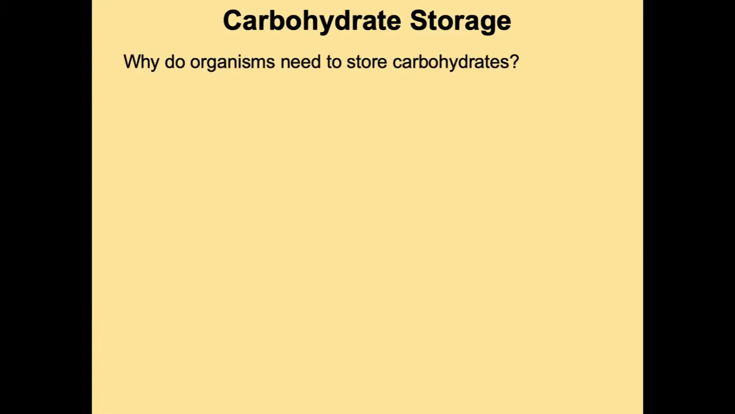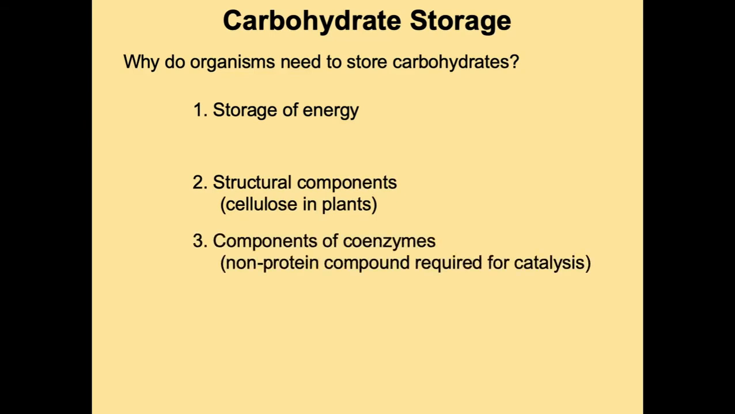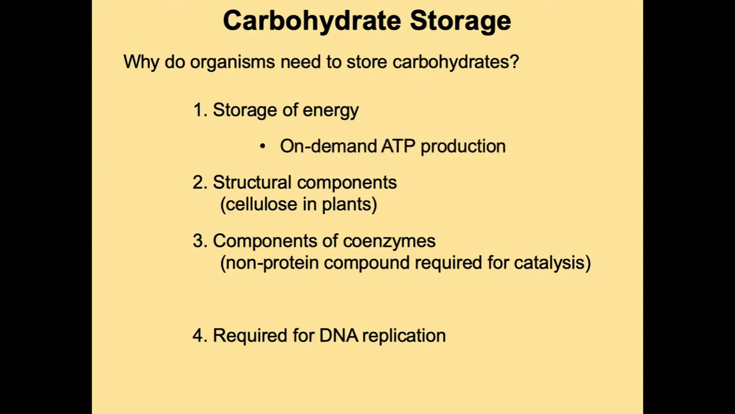Organisms need to store carbohydrates for many different reasons. One is the storage of energy. Another is for a structural component, particularly cellulose in plants. But carbohydrates are also used as coenzymes, which are non-protein compounds required for catalysis, and of course they're required for DNA replication. Energy is stored so that the organism can produce ATP on demand.